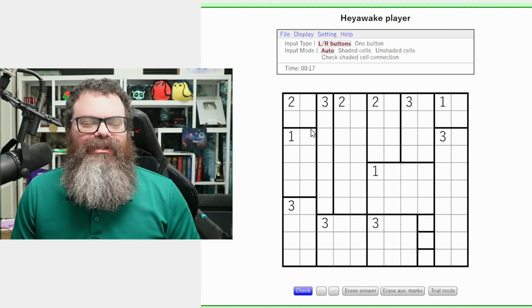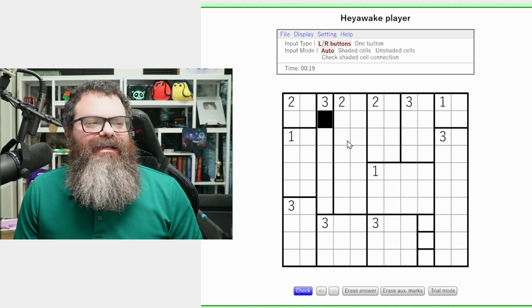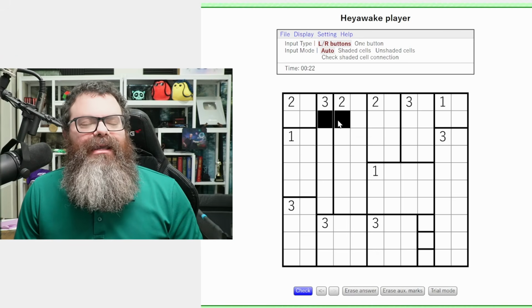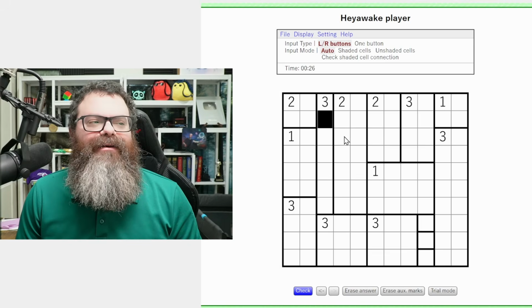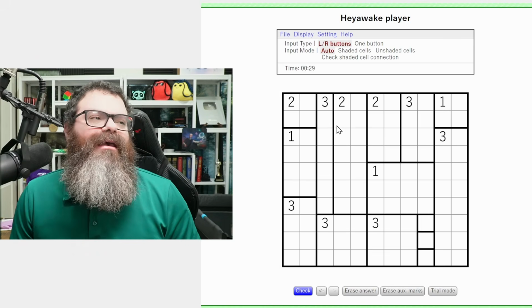All right, let's go over the rules to this puzzle. So we are going to be shading some cells. Shaded cells may not be next to each other, so this is not allowed. They can't share an edge. They can share a diagonal corner, but not an edge.